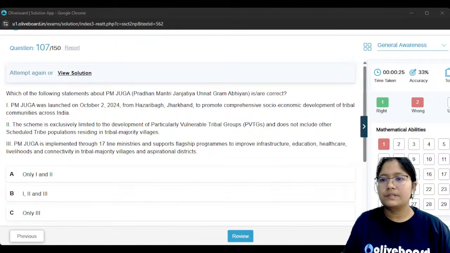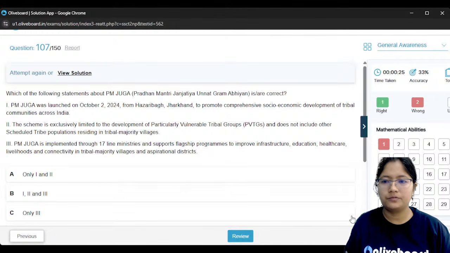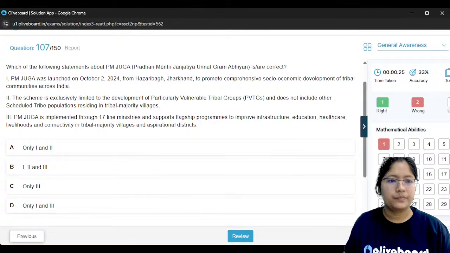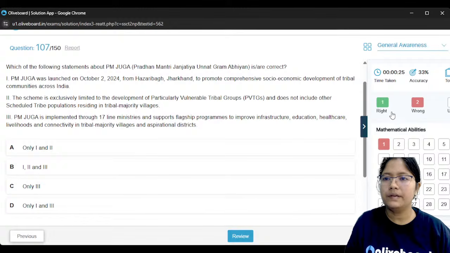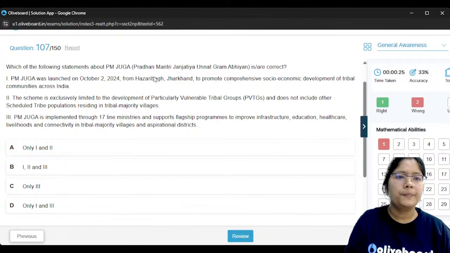Just come to the cursor. Do we have another option as well? Option number 4. Okay, so the options here are: statement 1 is definitely correct, so we will tick statement 1. Statement 2, we have seen, is not correct. And about 3, you have to decide whether it is correct or not.